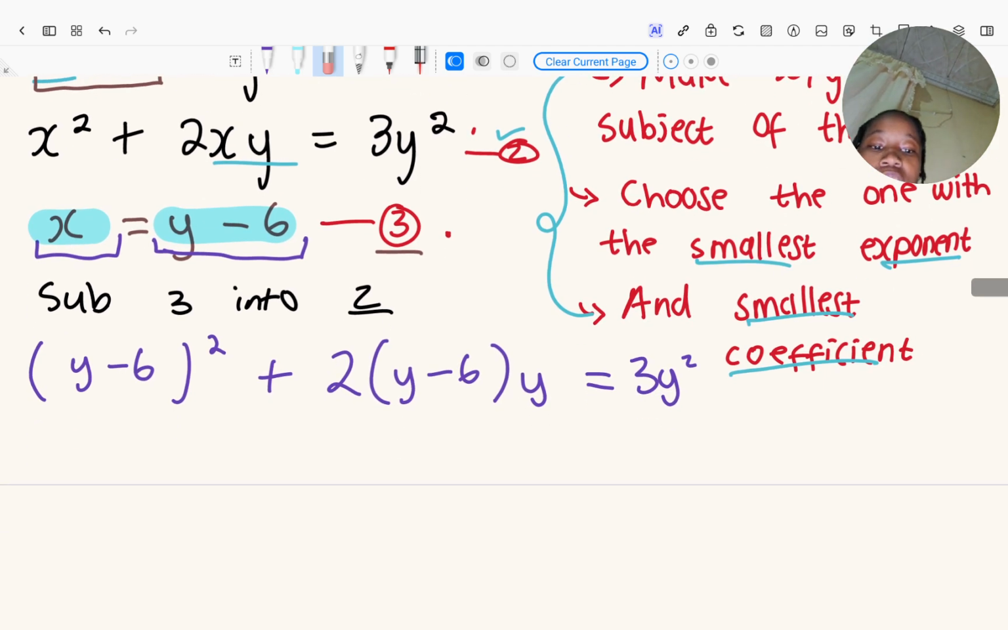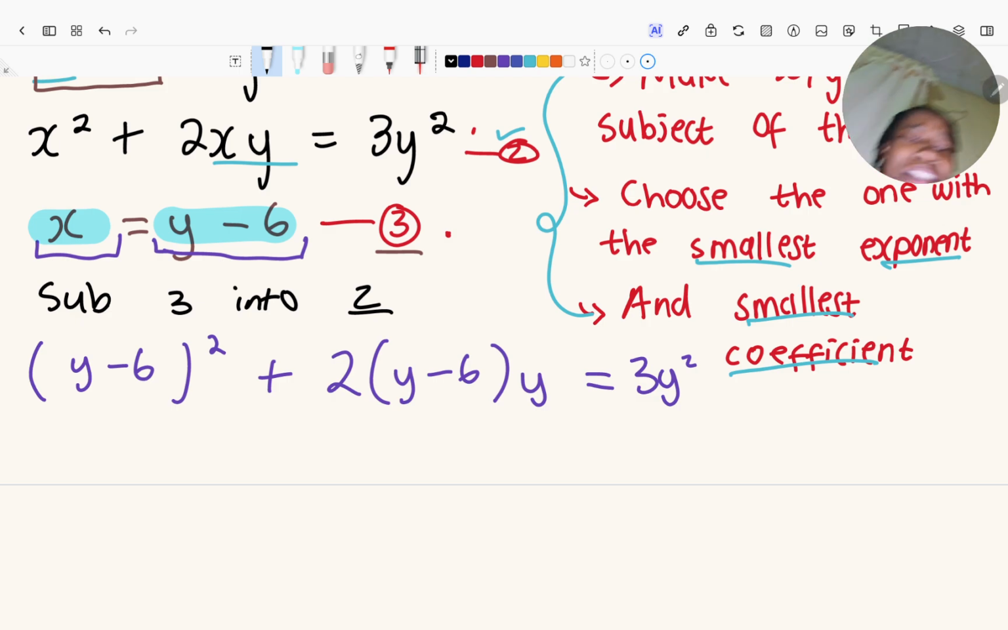Okay, so let's just simplify this. I don't know why, but I prefer using black. I tried using purple, but it's not working. So yeah, remember this part is grade 10's part, distributive law. So let's just do that.